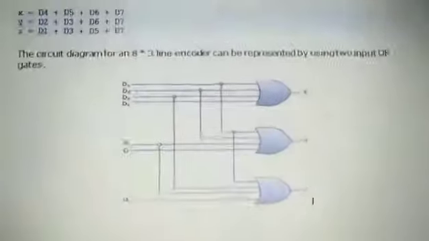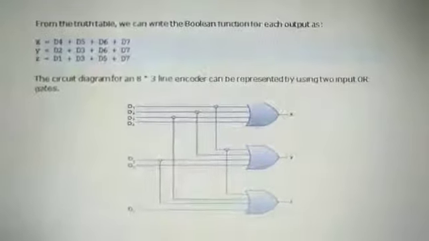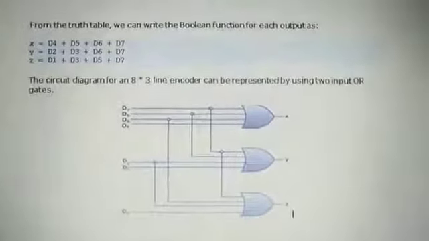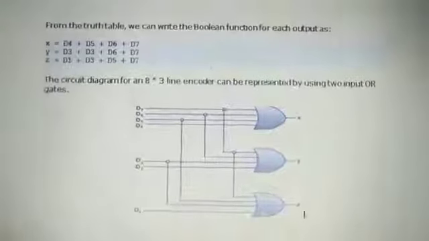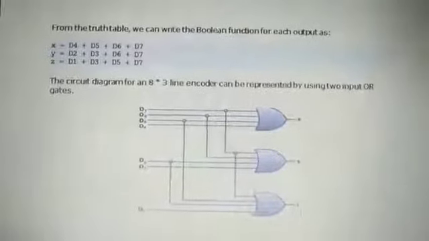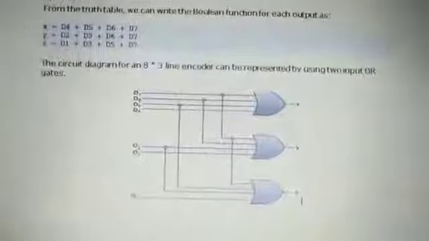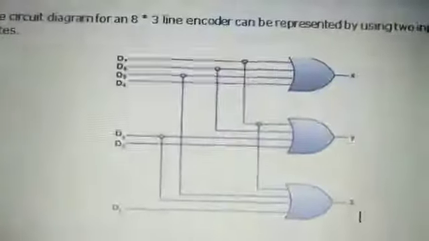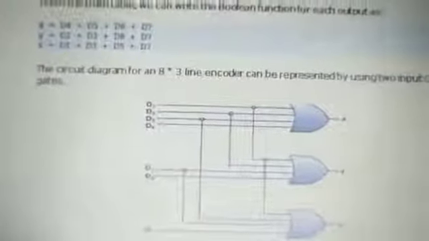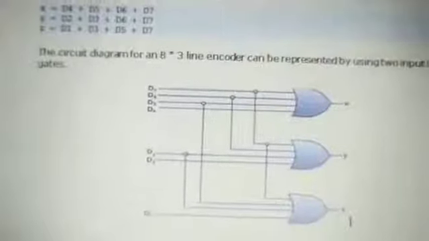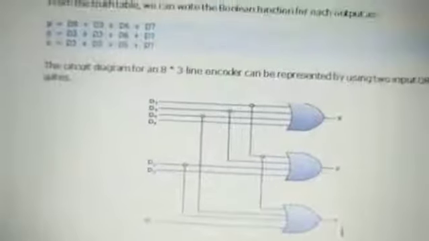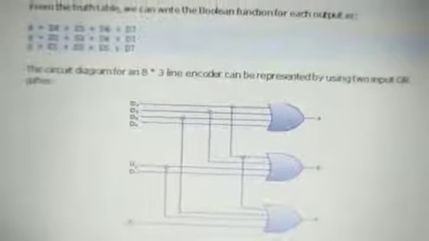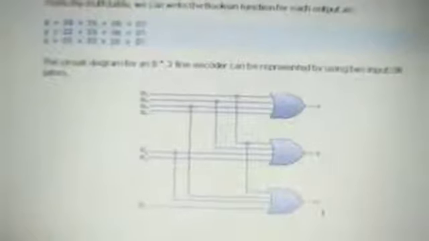So to implement this circuit, we require only OR gates, because the plus operation is there. No NOT gate is required. There are 3 output lines, so for that reason we require only 3 OR gates. For X we will combine only D4, D5, D6 and D7, for Y we will take D2, D3, D6, D7, and for Z we will take D1, D3, D5 and D7. In this way we can generate our logical circuit.